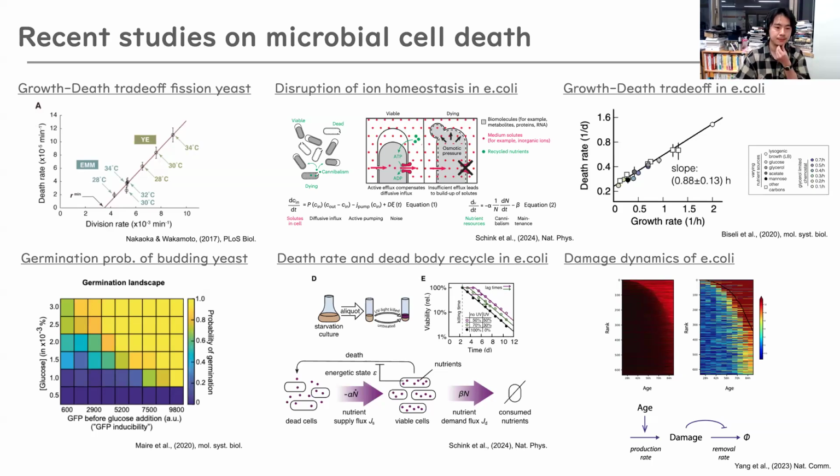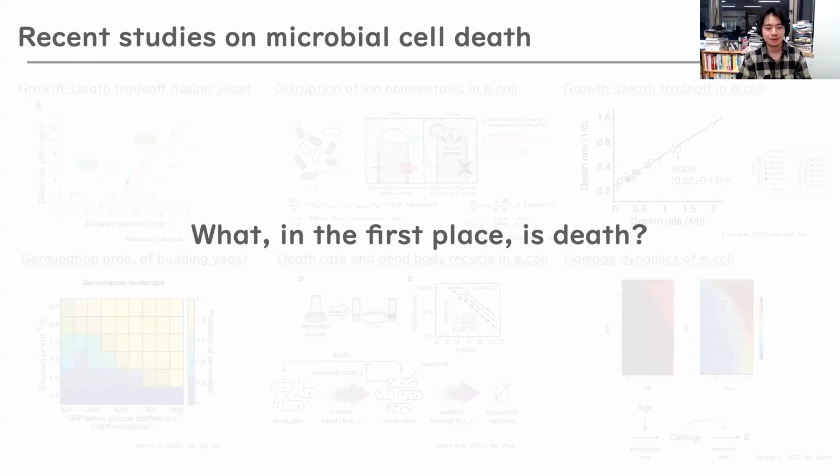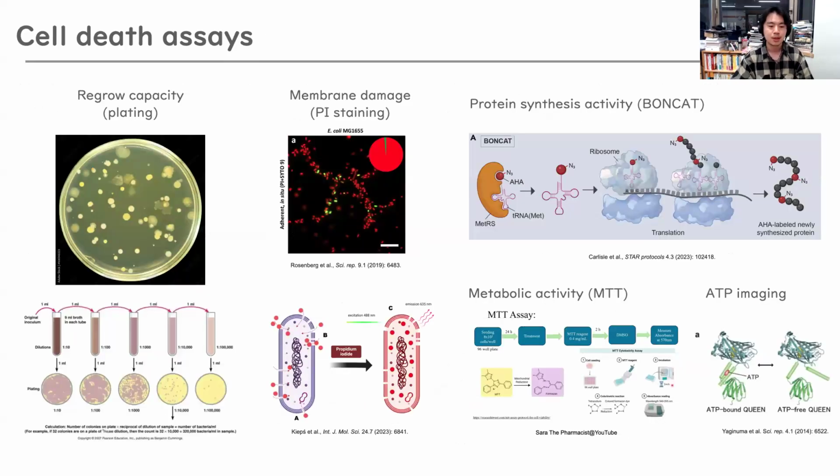I'm very happy to see those experimental results, but I'm a little bit frustrated because the definition of death is totally different among the papers. And also, first of all, it's not well defined. So what I want to do is try to define death in a mathematical sense.